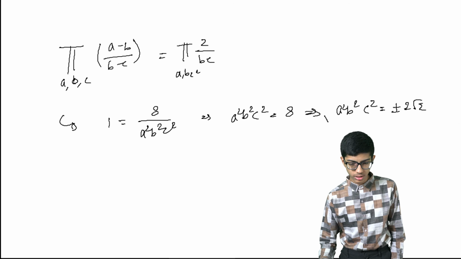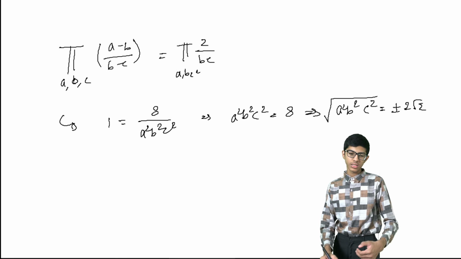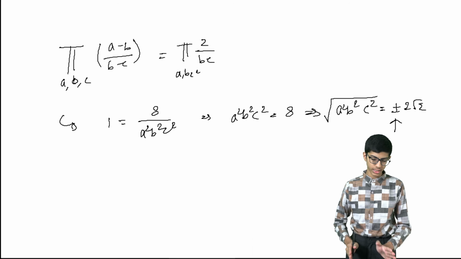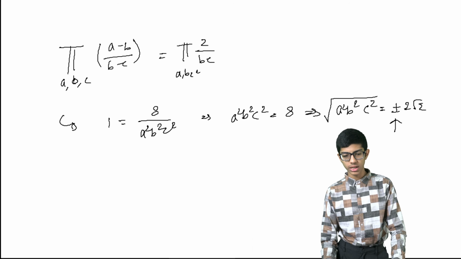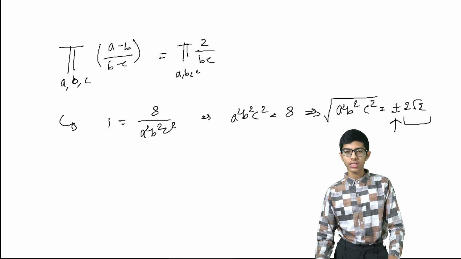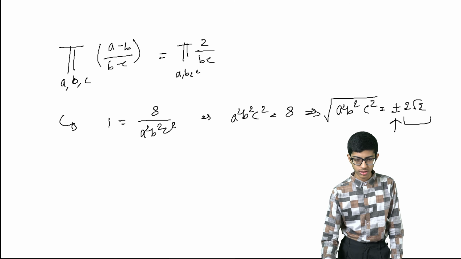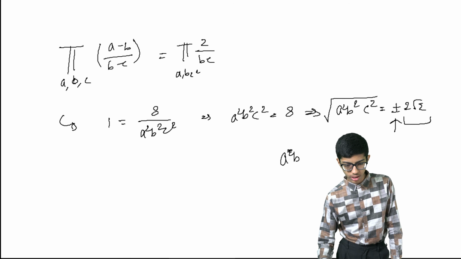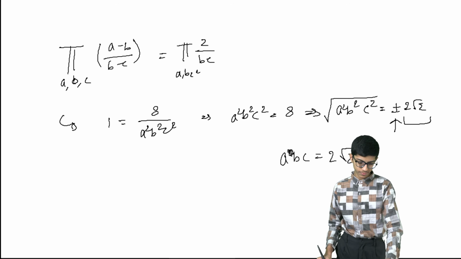Now notice here that we get two possible values, positive and negative. However, we assume that all of a, b and c are positive, or at least their multiplication is positive. So we only assume the positive root, abc equals 2 root 2.